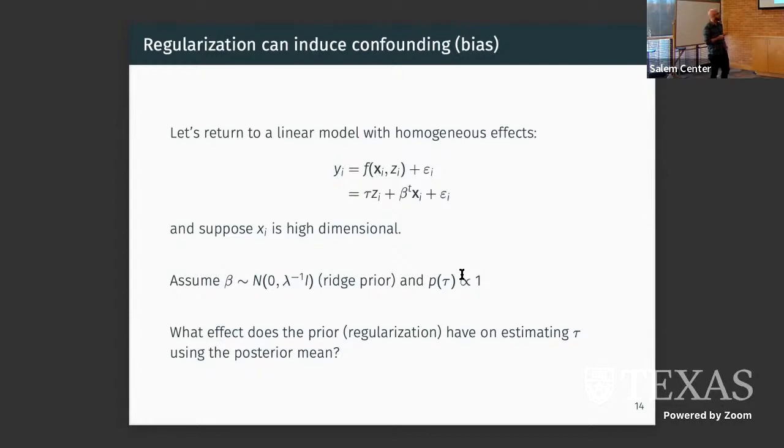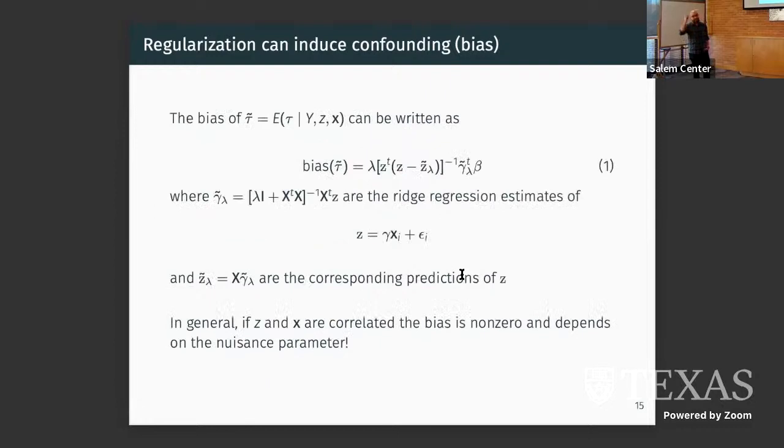The prior on beta is going to be this ridge prior. The prior on tau is going to be flat. So I'm actually not applying any regularization at all to the parameter tau. And now we just want to think about what effect this prior distribution, this ridge prior on beta, has on my estimation of tau. Okay. We're going to use the posterior mean for tau as our estimator. In that case, we can actually write down explicitly what the bias in estimating tau is going to be when we apply that ridge prior to beta. And that bias looks like this.